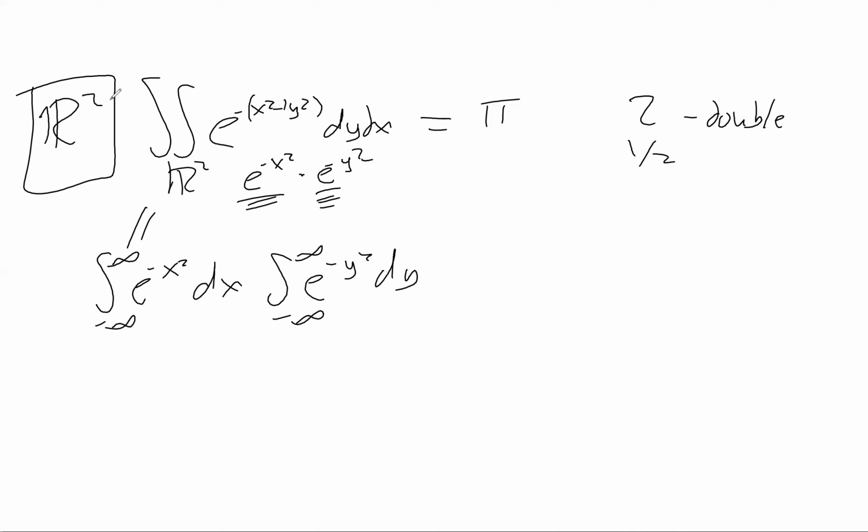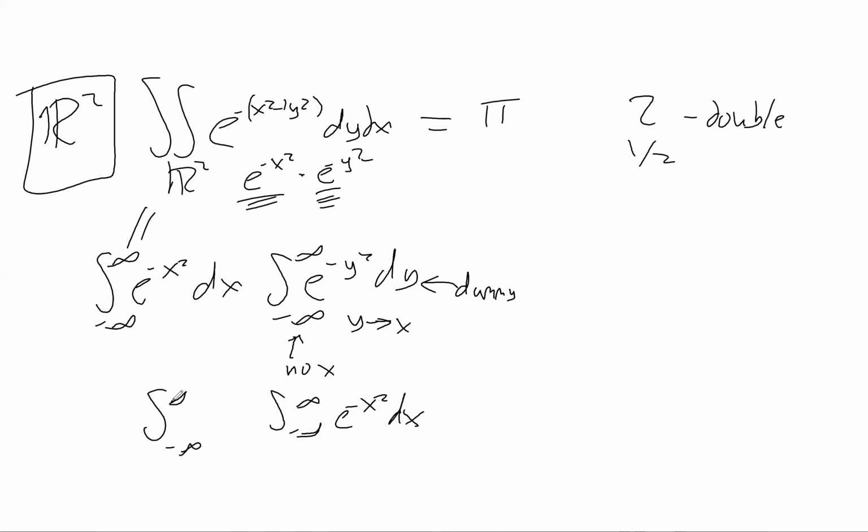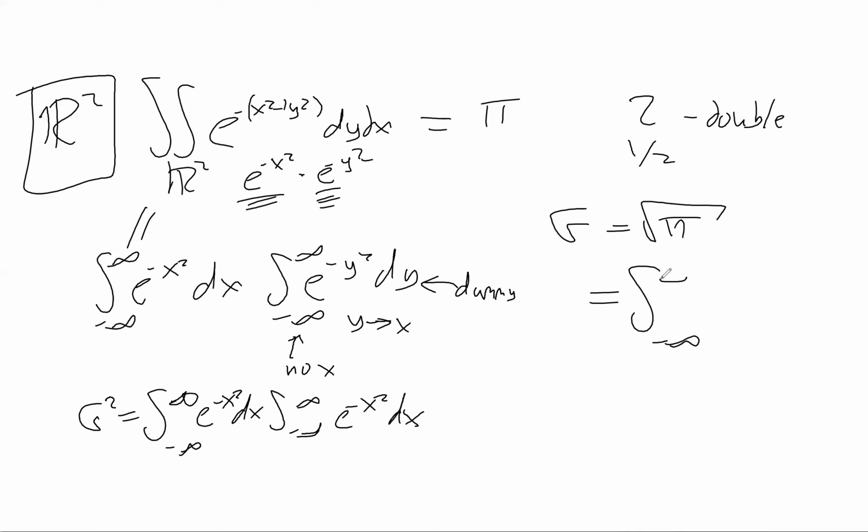So that means we could just call this x again. There is no x here. This is a dummy variable. So I'm going to replace all the y's with x's. So that's just this thing squared, right? So if I call this integral g, for Gaussian, then it says that g squared is pi. So g equals square root of pi, and that is exactly the Gaussian integral.